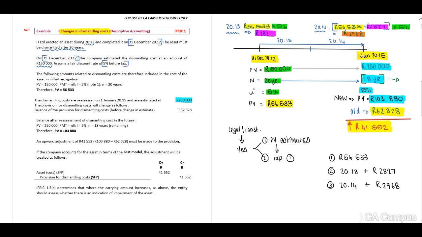Remember, if there's a change in an estimate, you need to immediately identify IAS 8 disclosure, and you will have to test for impairment in terms of IAS 36. Now, IFRIC 1 indicates to us, due to the fact that we use our cost model, we may now debit the asset with 41,552 and credit our provision for dismantling costs.